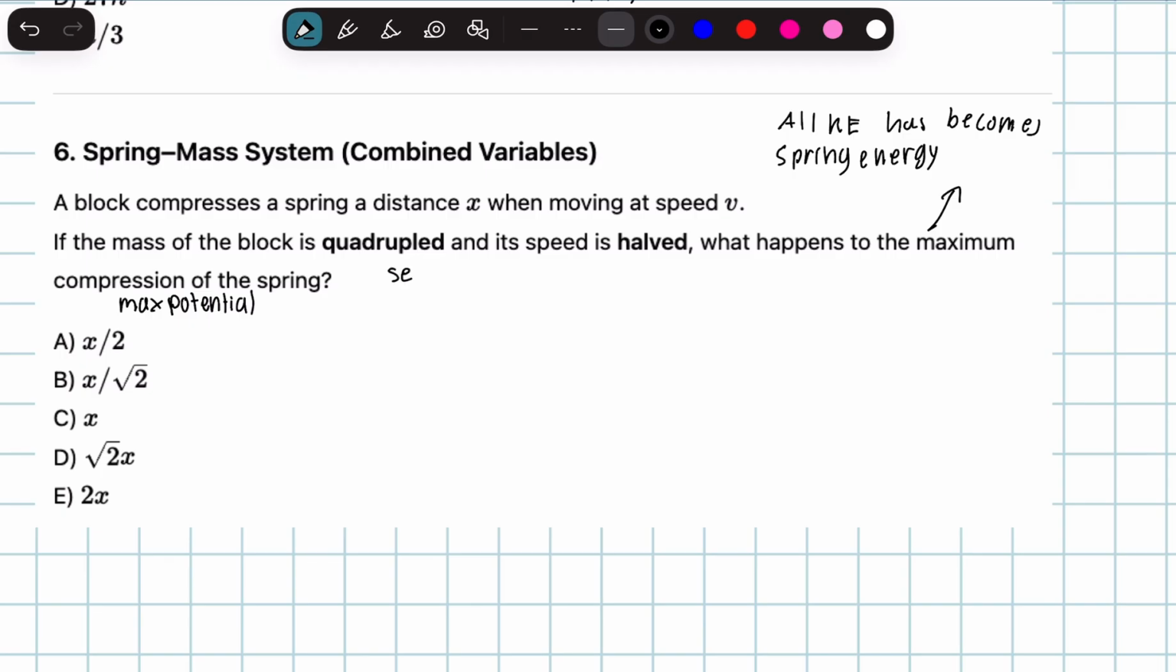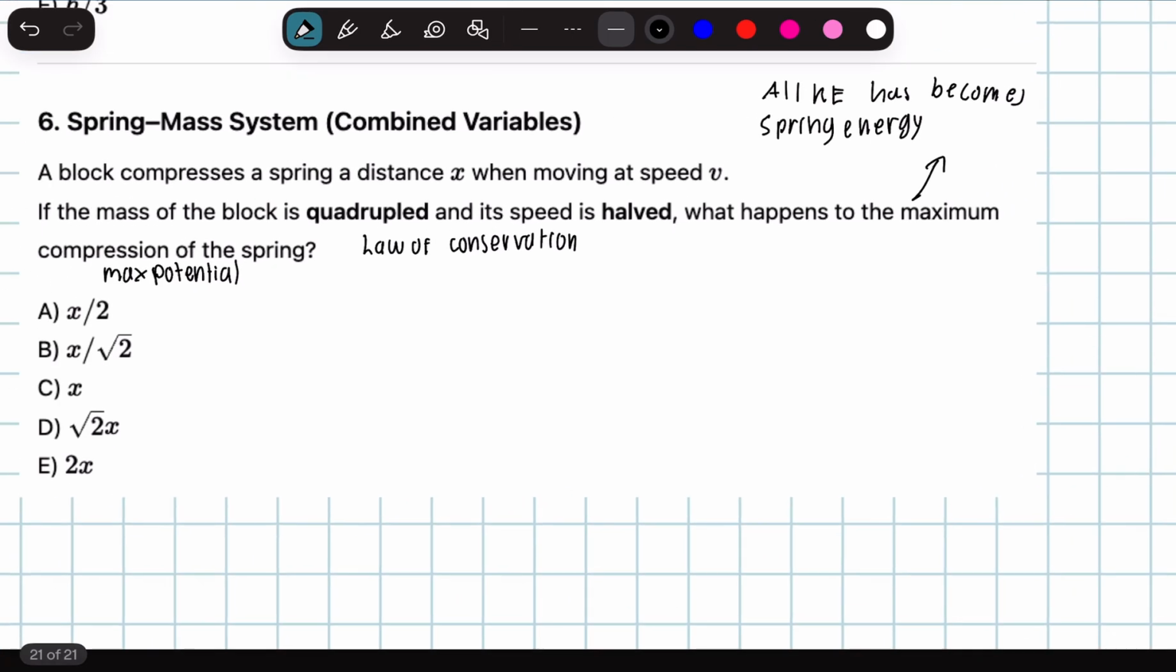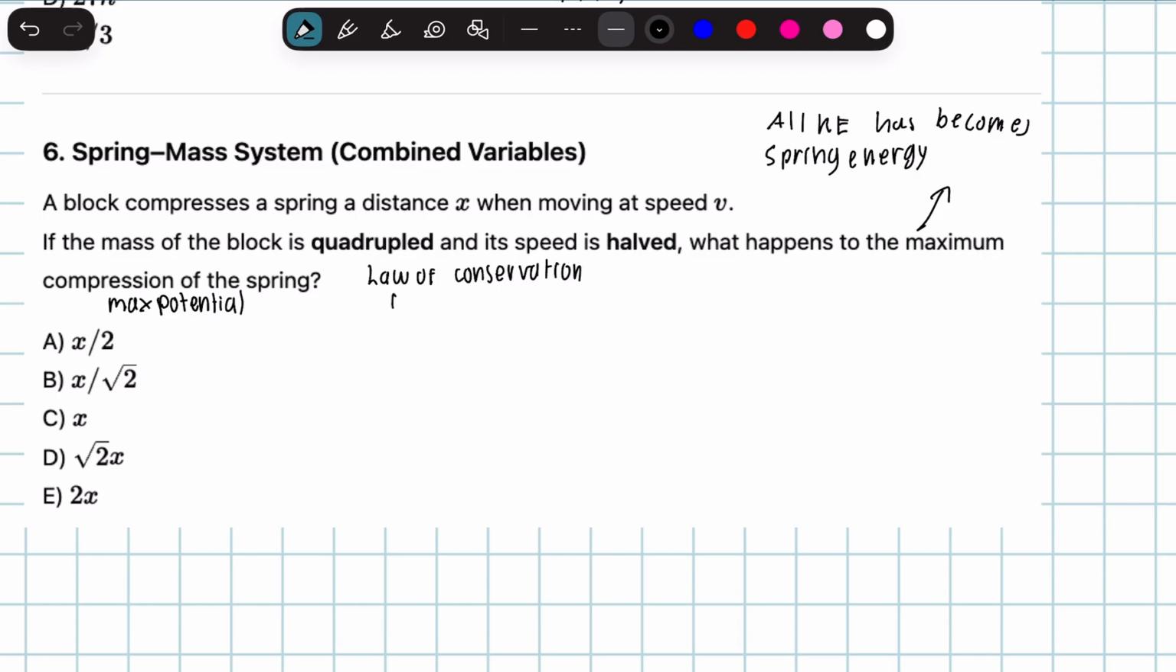So now we can use the idea again of the law of conservation, which you can think of as conversion, because everything has been converted, you know?